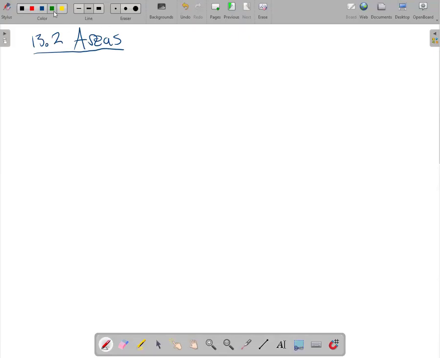Mostly when we talk about areas, it's a continuation of linear measurement. So what I mean by that is we usually use squares to represent area.